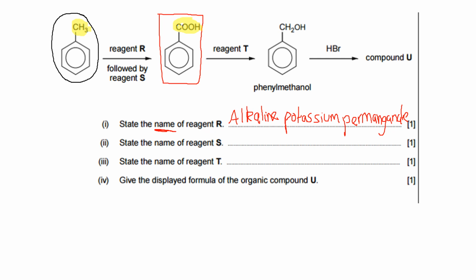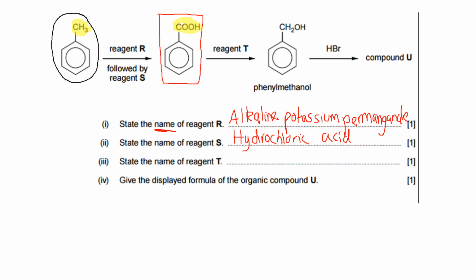And then it asks what is reagent S, which follows on from that. Well, the key thing is, because this is under alkaline conditions, you actually end up with the salt of the carboxylic acid rather than the carboxylic acid itself, so you'd need to acidify that, so we'd use something like hydrochloric acid. So let's reflux it with alkaline potassium permanganate, normally in aqueous conditions, a bit of water, and then you acidify to turn the methyl group into the carboxylic acid.